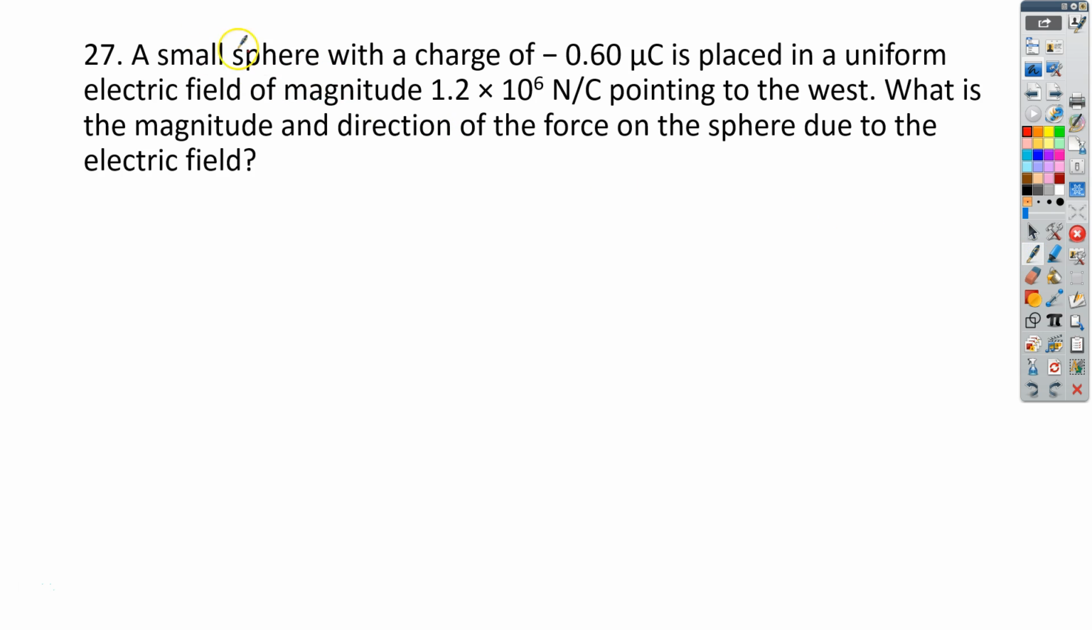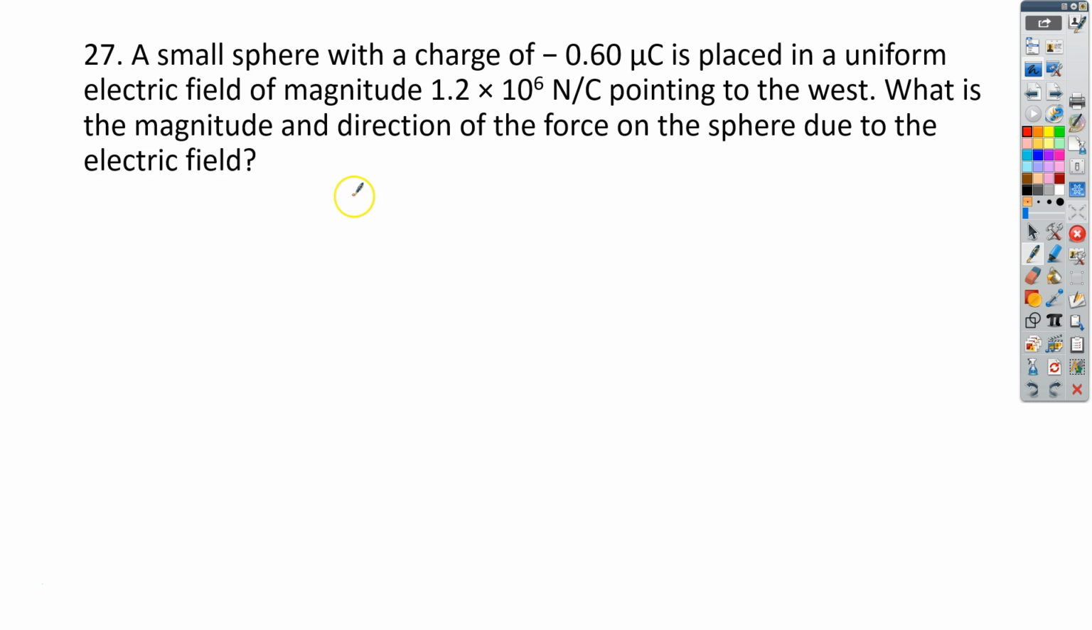We have a small sphere for number 27 with a charge of -0.6 microcoulombs. It's placed in a uniform electric field of 1.2 times 10 to the 6 newtons per coulomb pointing to the west. What is the magnitude and direction of the force on the sphere due to the electric field?